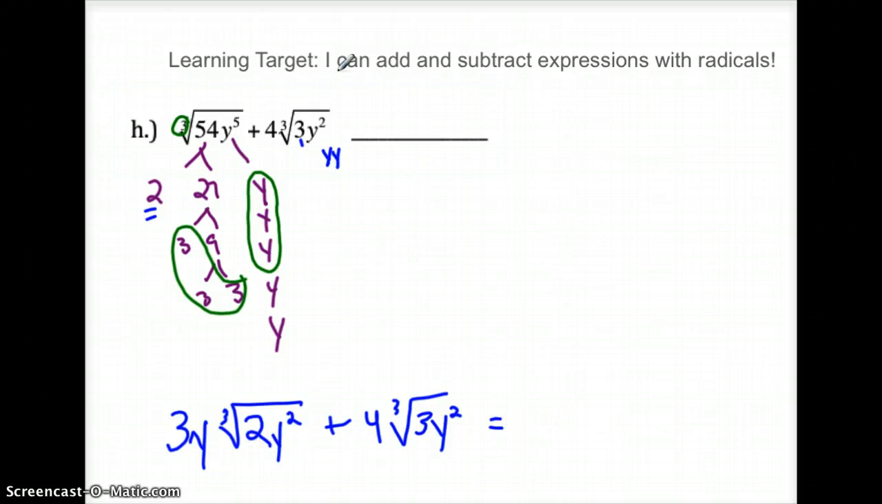Now, can I add these guys? They both have a cube root. They both have a y squared, but, oh, this could be a deal breaker. That one has a 2. That one has a 3. They're different. So again, think of an ACT as an answer choice. They may just rewrite this as a choice, or they could possibly say something like cannot combine.